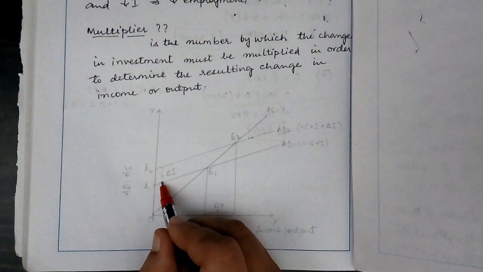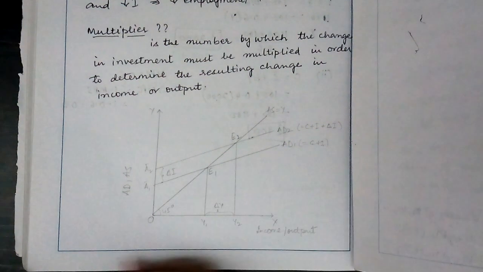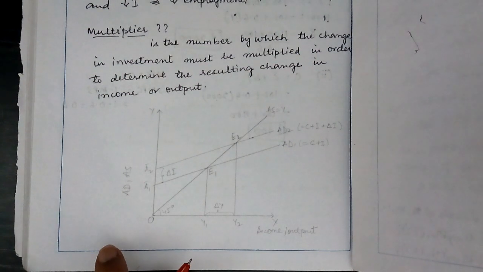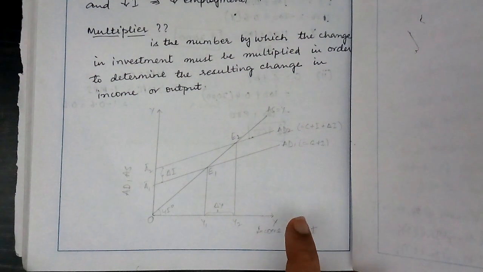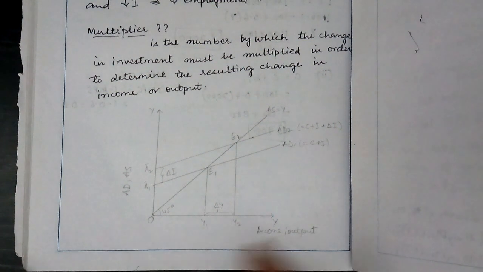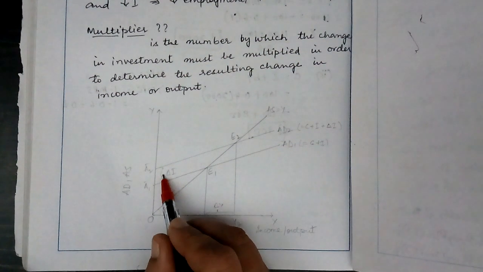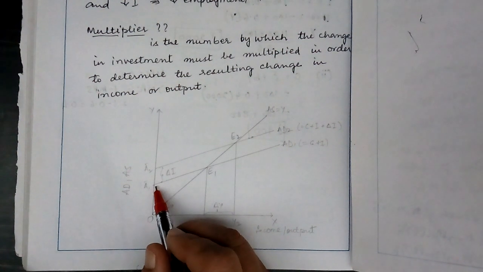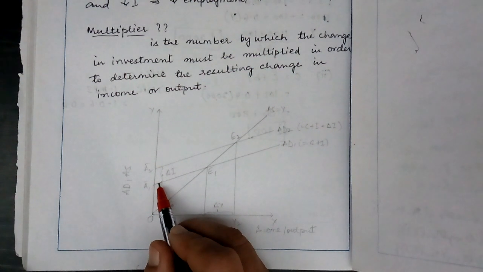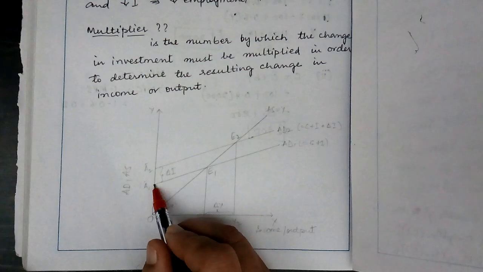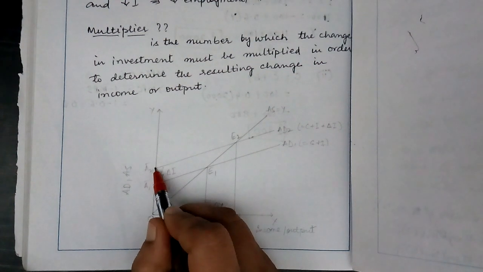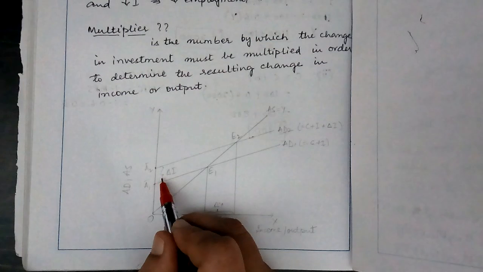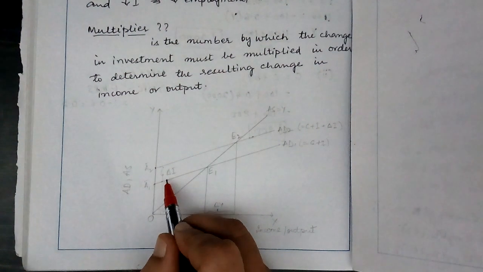Now, for so long we learnt investment is a straight line parallel to the x-axis and we called it autonomous investment. Whatever be the level of income, the investment will not change. But now we are going to learn, if the investment is increased, then what happens? It gets added up to this AD, and so the aggregate demand curve will move from this point to this point. By how much? By whatever is the increase in the investment.